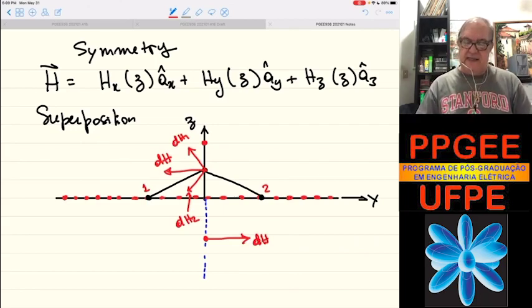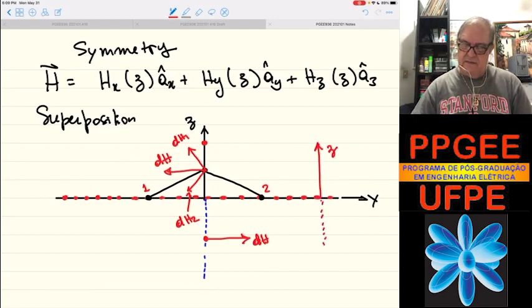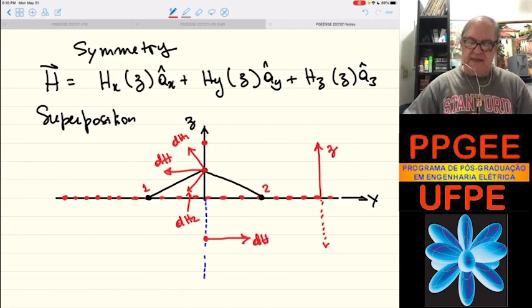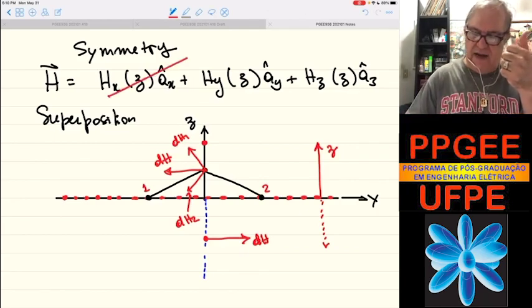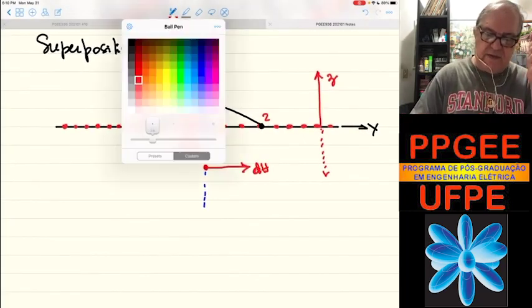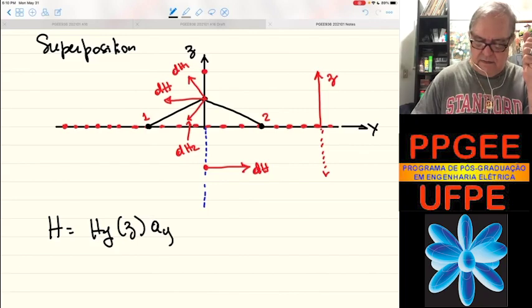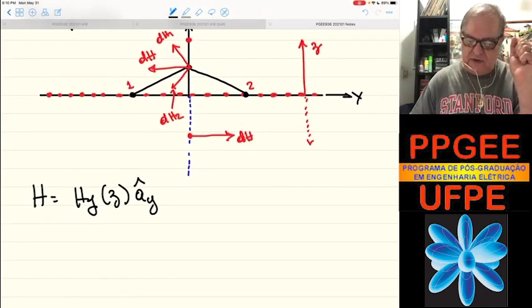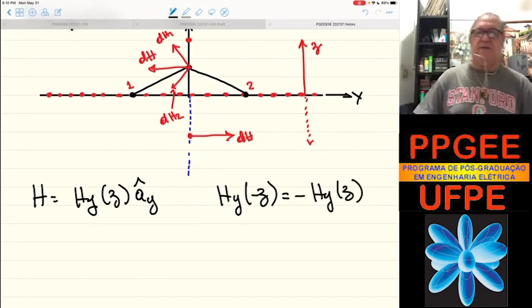And also by symmetry, we see that at a given distance z, just make the plane upside down, we expect those fields to be the same at the same distance from the plane. Right? So it means that, concluding, the field has only one component, which is Hy. And the function Hy of z at the same distance above and below has the same magnitude. So Hy of minus z equals minus Hy of z. That's the property. Okay?